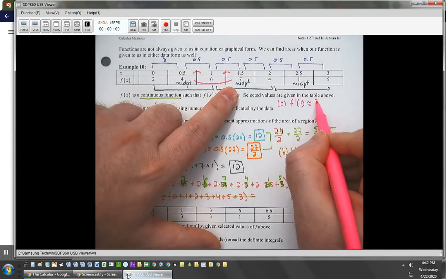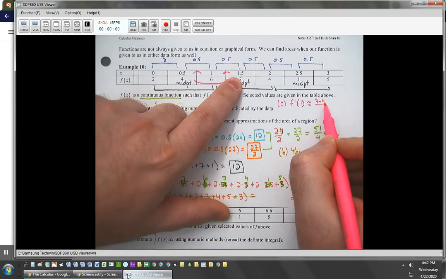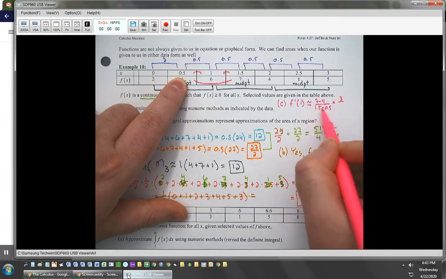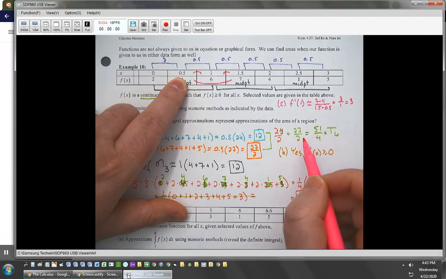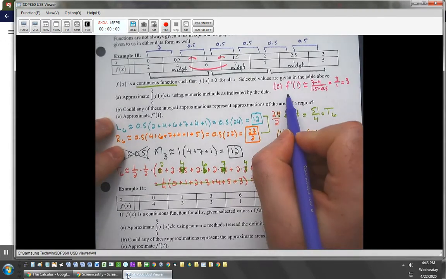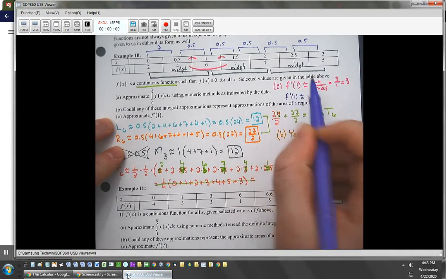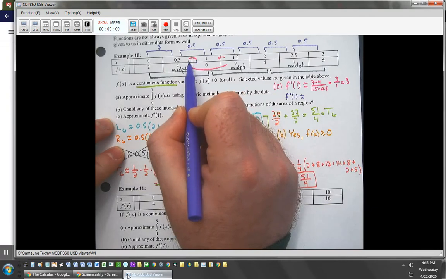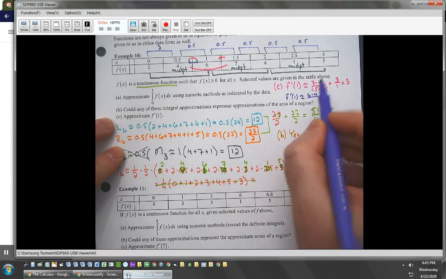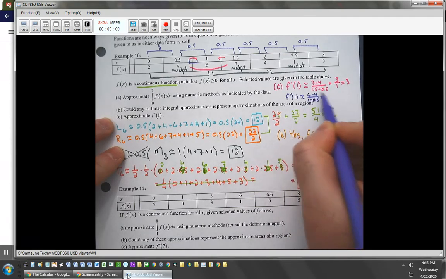So you could do 7 minus 4 over 1.5 minus 0.5. I'm just doing the slope formula. Notice that turns into an equals. This is the approximate. 7 minus 4 is 3, 1 point, that's 1. So that's one approximation. Another approximation could be, we could do f prime of 1 is approximately, let's say I compared these two together. So that would be 6 minus 4 over 1 minus 0.5. 6 minus 4 is 2, 1 minus 0.5 is 0.5. 2 divided by 0.5 is 4.